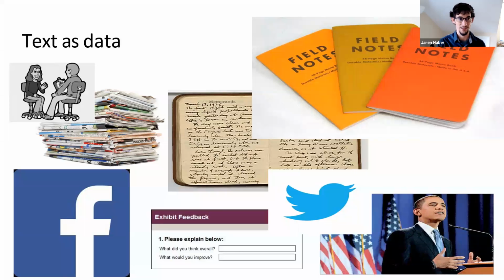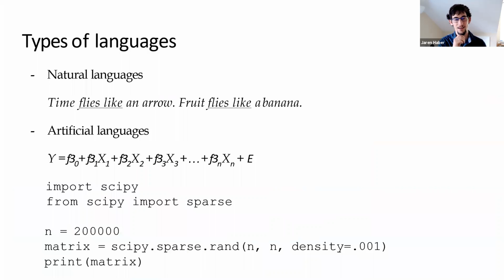Okay, and it's important to distinguish between natural language, so things that have a lot of ambiguity and nuance in it, such as: time flies like an arrow, fruit flies like a banana. Try to wrap your head around that one. Yeah, I won't say any more. I think the multiple meanings kind of speak for themselves.